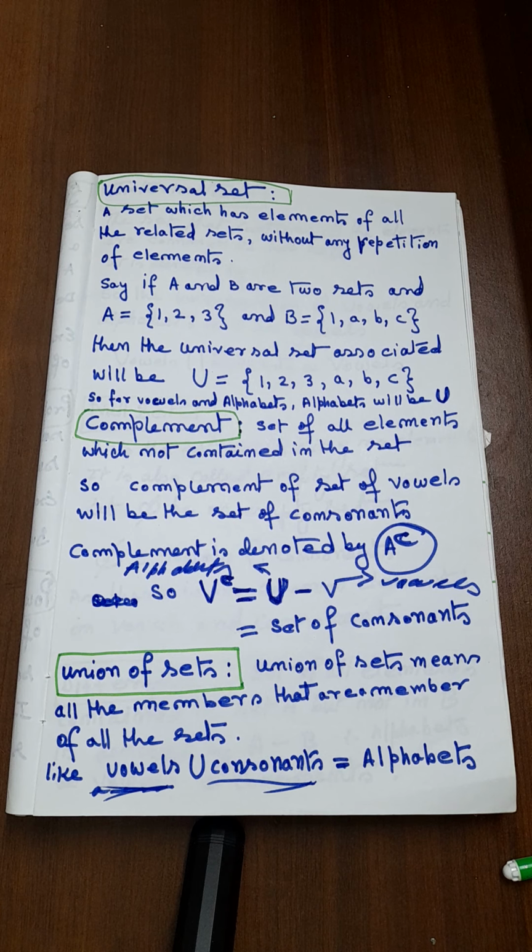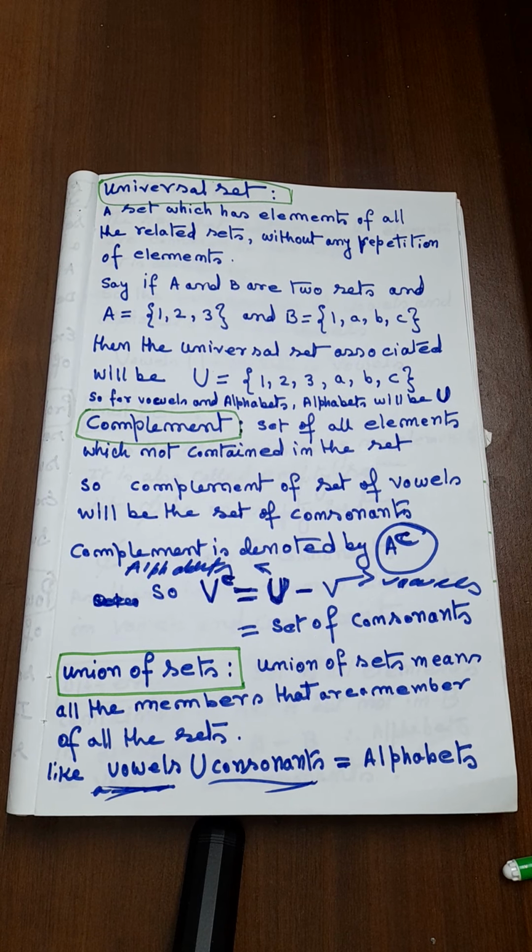Now, what is the union of sets? Union of sets means all the members that are members of any of the sets, but members should not repeat, right? In a set, members never repeat. Okay. So if we take the union of vowels and consonants, then we will get alphabets: vowels A, E, I, O, U, and consonants, all the characters except A, E, I, O, U. Now if you take the union of that, what will we get? We will get A to Z, that is the set of alphabets.